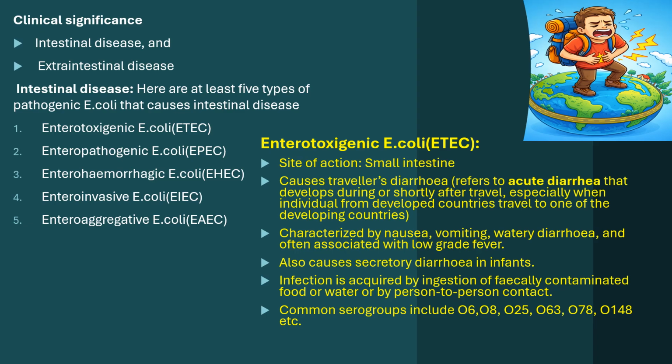It also causes secretory diarrhea in infants in developing countries. Infection is acquired by ingestion of fecally contaminated food or water or by person-to-person contact. Common serogroups include O6, O8, O25, O63, O78, O148, etc.